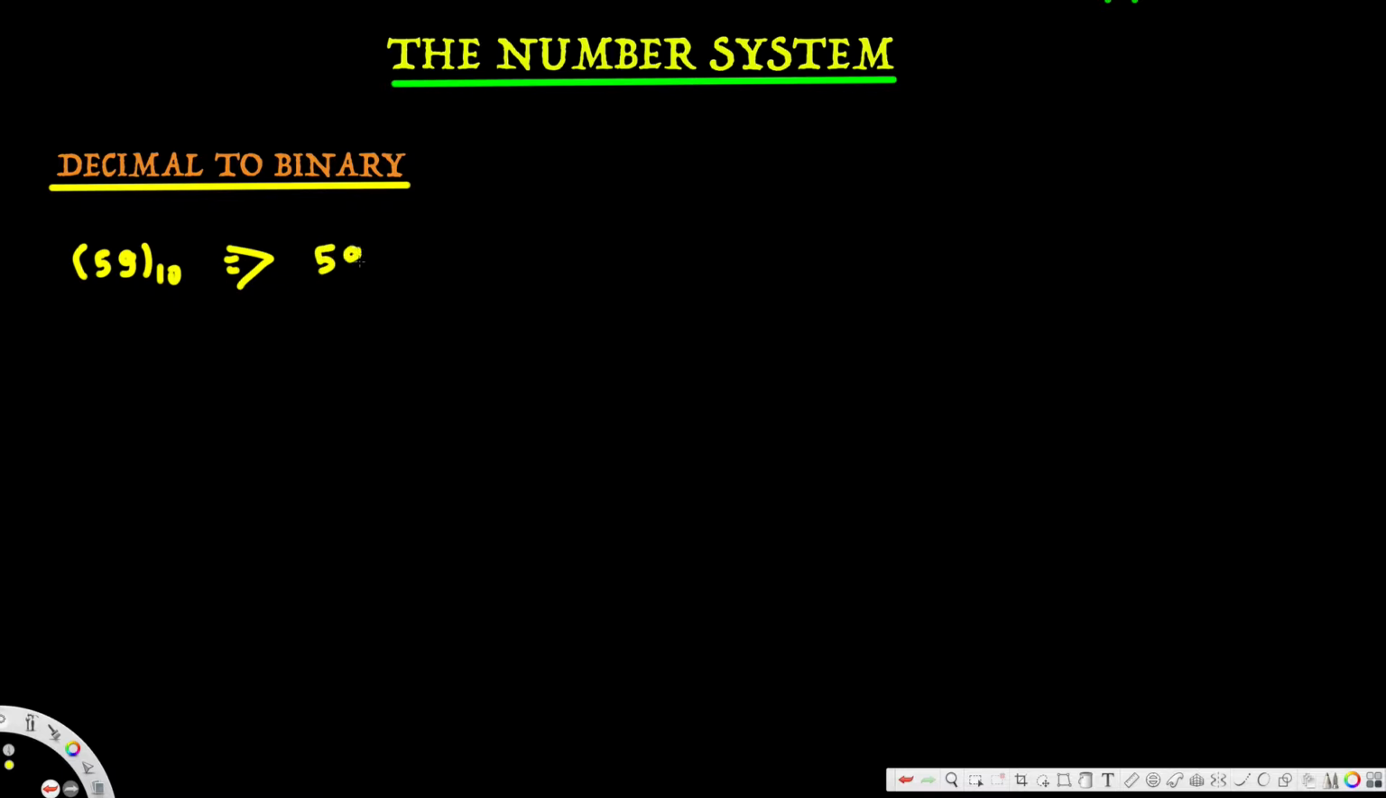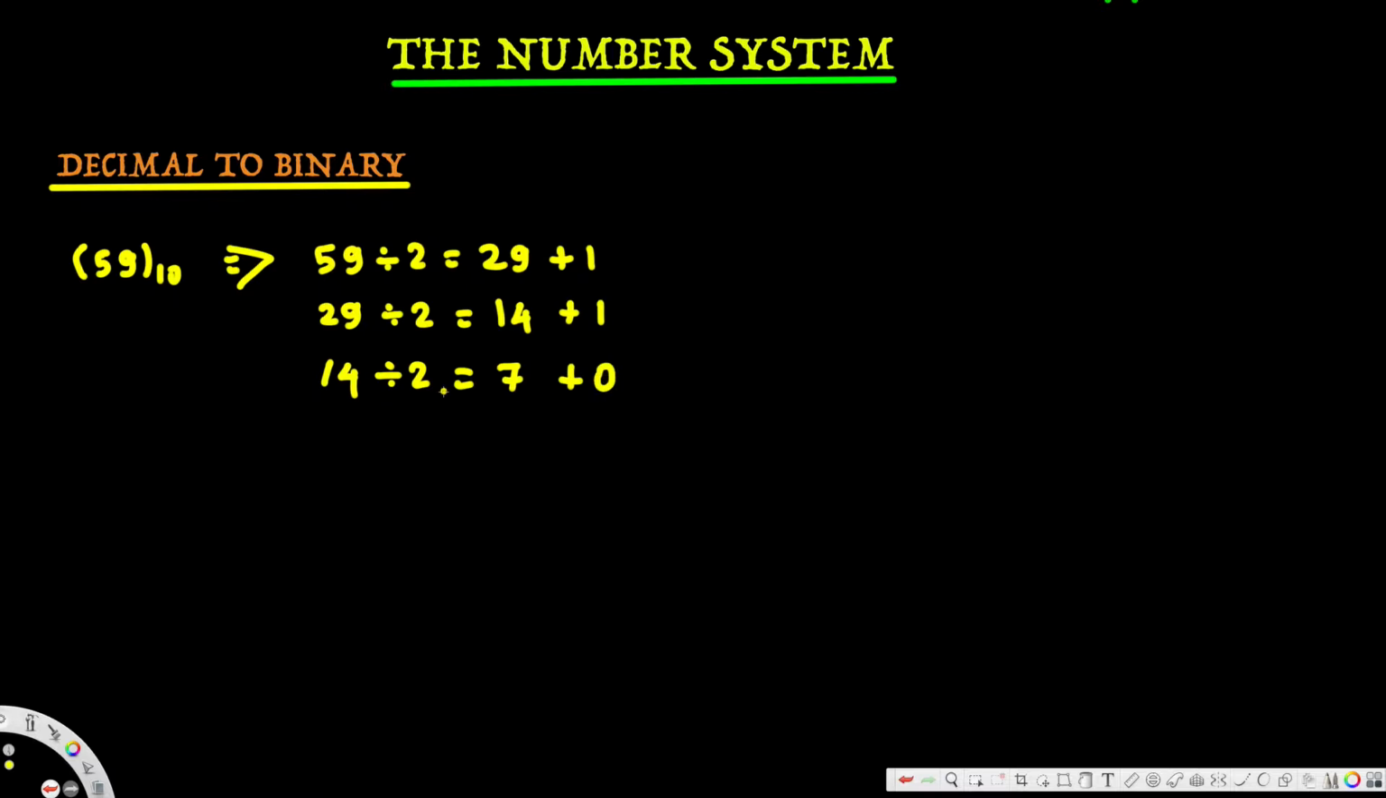So 59 divided by 2 gives us 29, and the remainder is 1. Then 29 divided by 2 gives us 14, and the remainder is 1. Then 14 divided by 2 gives us 7, and the remainder is 0. 7 divided by 2 gives us 3, and the remainder is 1. Then 3 divided by 2 gives us 1, and the remainder is 1. And then 1 divided by 2 gives us 0, and the remainder is 1.